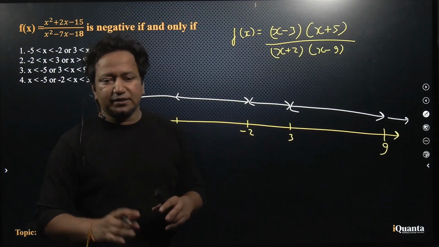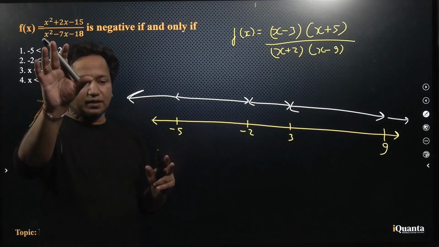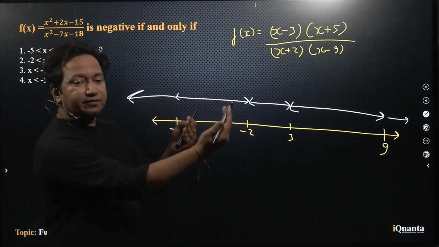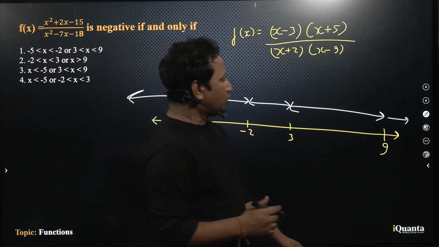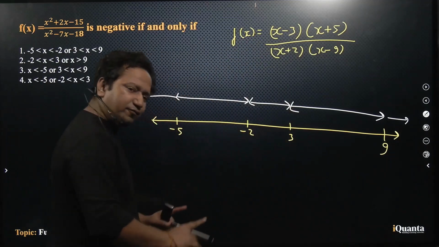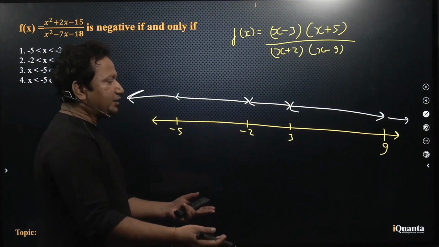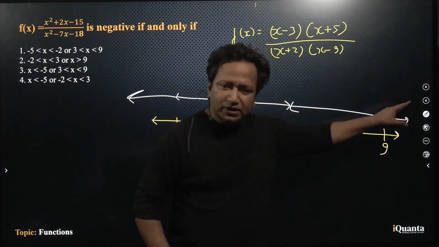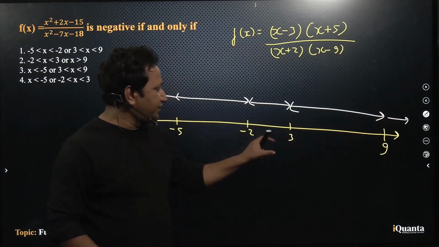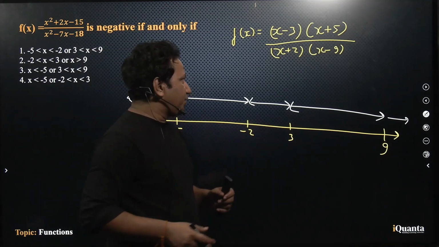So what happens in this kind of question? If at one interval something is positive, in the interval adjacent to it, it will be negative, and vice versa. So we just have to find out what will happen beyond x equal to 9, and then we can mark everything accordingly. If beyond x equal to 9 it is positive, then it will be negative here, then positive. This is how it will go on. Let us try to find it out.